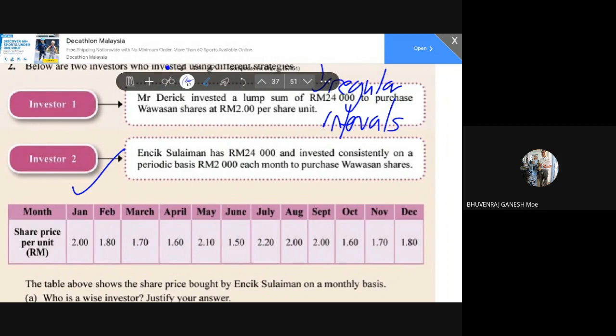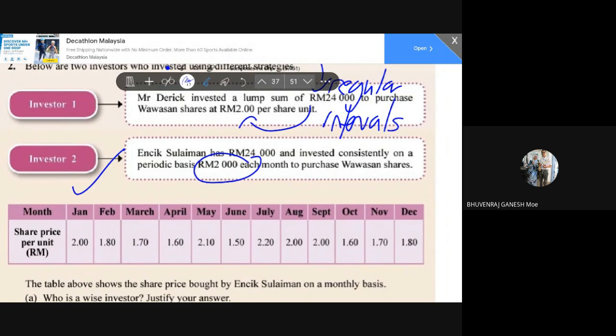Investor one used RM 48,000 to buy Wawasan share. Yeah, good. Means you multiply these two, you get a total of 48,000. Investor two used 44,000. Yeah, correct. Because this one he only used the 44,000. That's one point you pointed out. So this one is based on a periodic basis. Any other points you have? You can also talk.